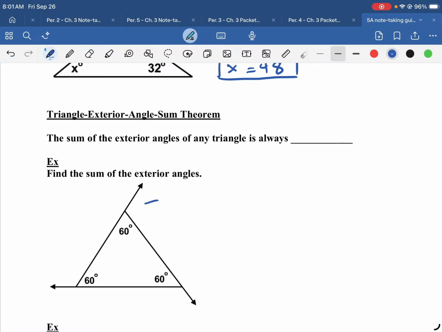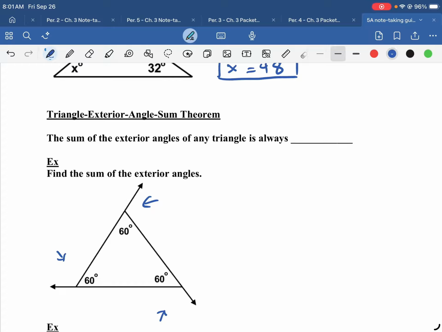This angle right here would be an exterior angle. So if you extend one of the sides of the triangle, then it'll form an angle on the outside. That's called an exterior angle, okay? So these are all exterior angles, okay? So let's find the measures of these angles here.